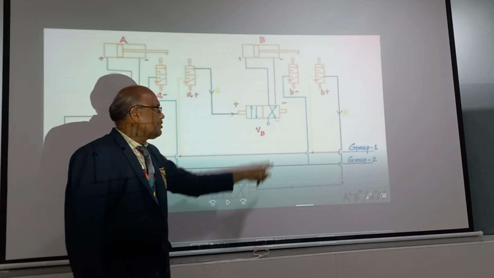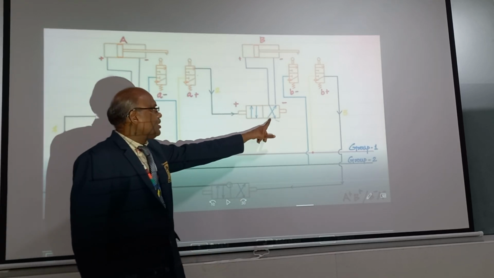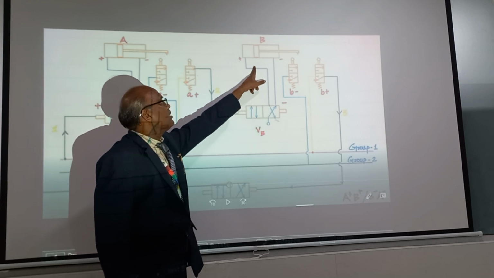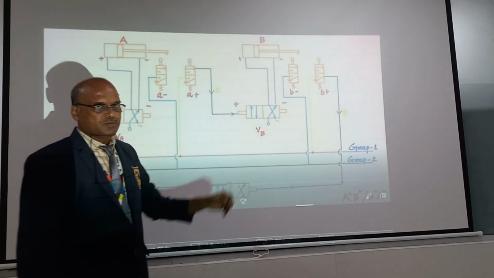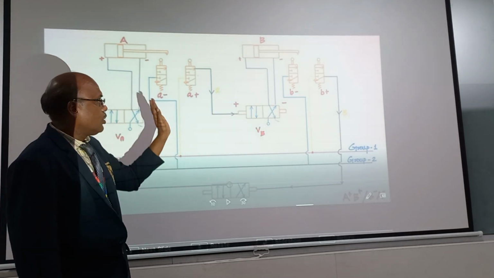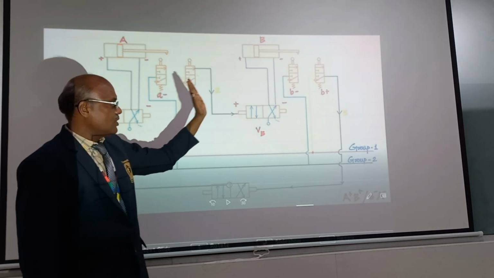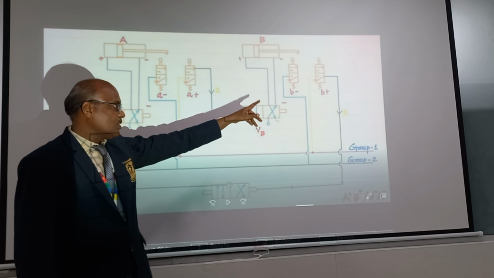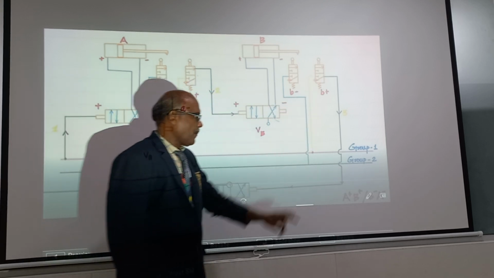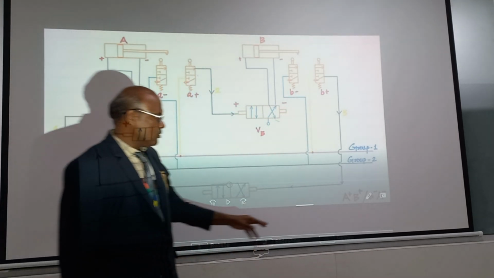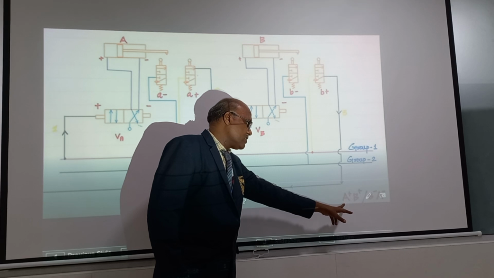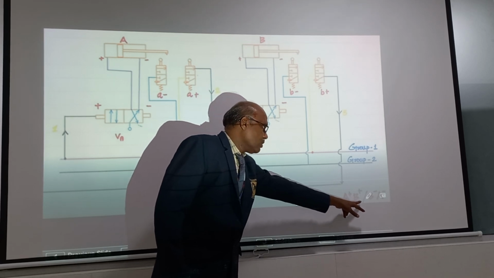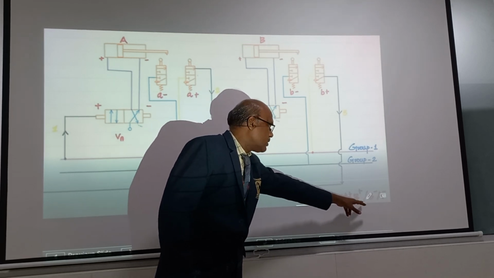The high pressure line here will move from here to here, here to here, and here to the piston of the B cylinder. Now B cylinder extends, and we hit the B plus limit switch. Small b plus. Now what happens? Once A cylinder extension is over and B plus extension is over, after this, B minus has to occur.